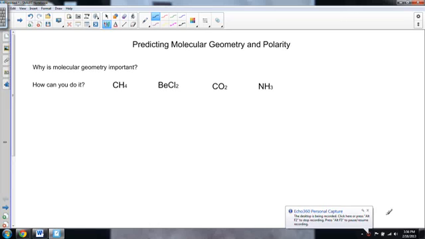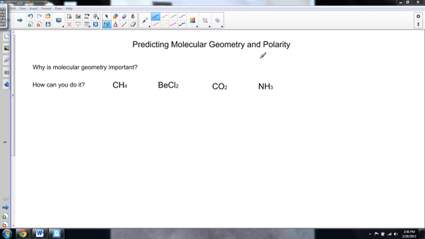In this video I want to show you guys a little bit about how to draw molecules out as far as their shapes go. That's what I mean when I say molecular geometry. Polarity we'll touch on right at the end. That's an extension of our geometry work, and we talked about polarity of bonds before. We're going to apply that to whole molecules.